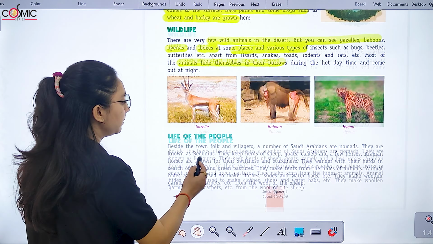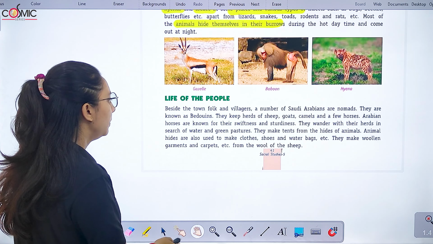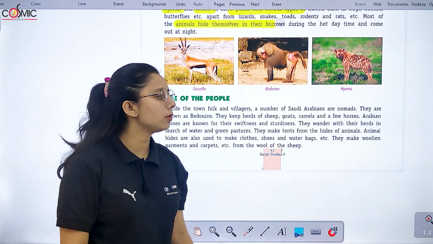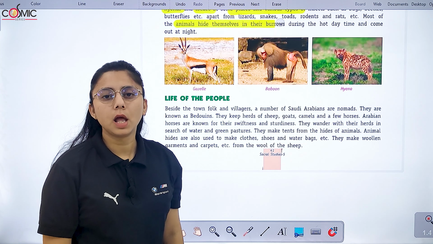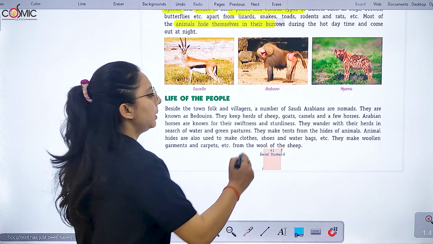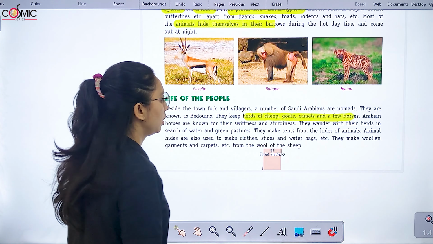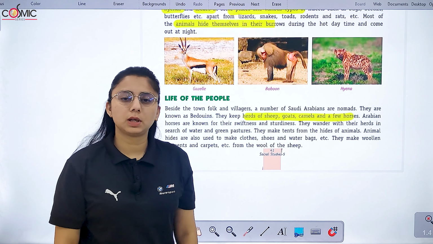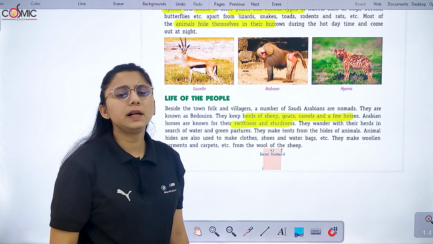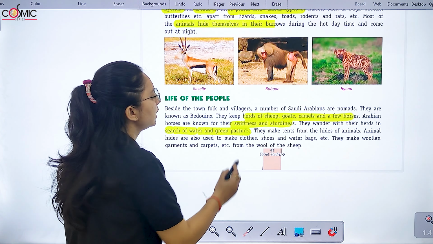Next we have life of the people, how the people live here. Basically if we talk about, beside the towns, forts and villages, there are a number of Saudi Arabians जो क्या हैं आपके nomads हैं. They move from one place to another in search of food and livelihood. They keep herds of sheep, goat, camel and few horses. And Arabian horses को किसके लिए जाने जाते हैं? Swiftness और sturdiness.